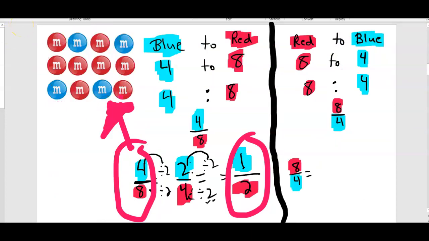Just switch it, right? So everything's the same, but 8 over 4. Just divide by 2 again. Divide by 2. 4 to 2. 4 red for every 2 blue, or you can say 2 red for every 1 blue.